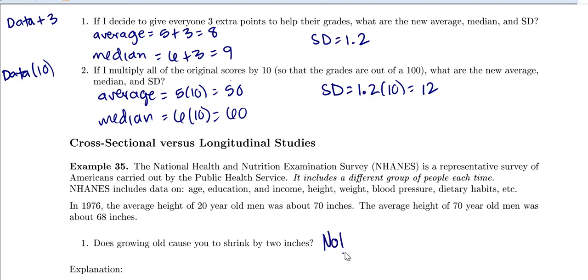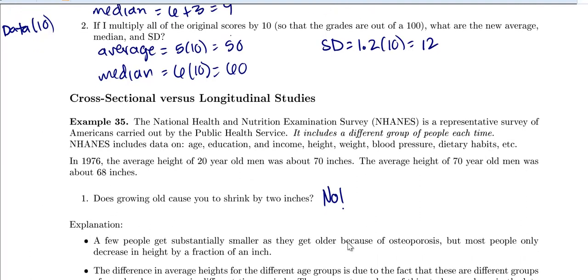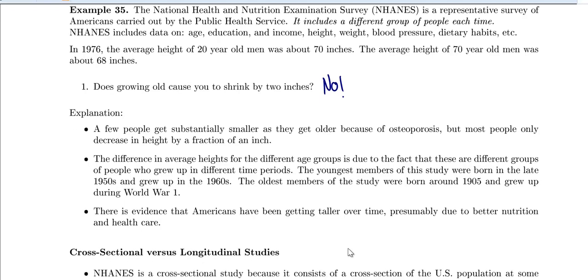No. So what is our explanation here? Of course, some people do shrink a little bit when they get older, but usually it's only a fraction of an inch. They're not shrinking 2 inches. The difference in these average heights is due to the fact that there are different groups of people who grew up in different time periods. The youngest members of the study were born in the late 1950s and grew up in the 1960s. The oldest members were born about 1905 and grew up during World War I. And so this is actually evidence that Americans have been getting taller over time, presumably due to better nutrition and health care.